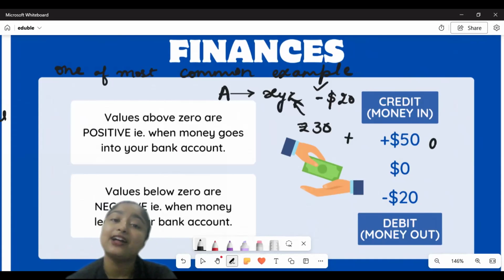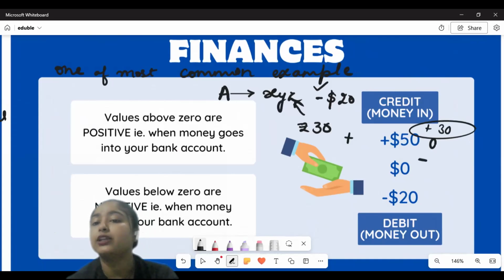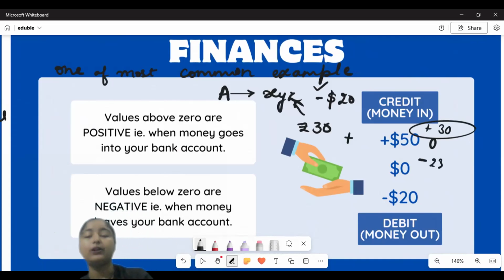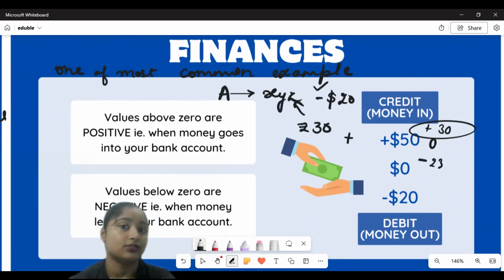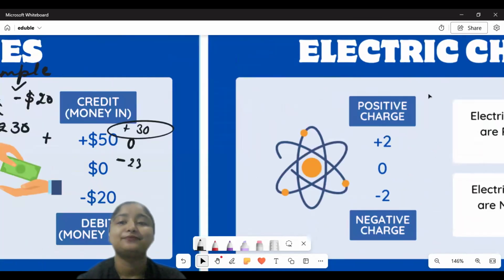Now, if you have a credited amount, let's say 30 rupees, that is above zero, that means it's positive, right? And if you have withdrawn, that means a debit. If there is a debit of any certain amount, that is less than zero, and it would be considered negative. So that is how finance works.